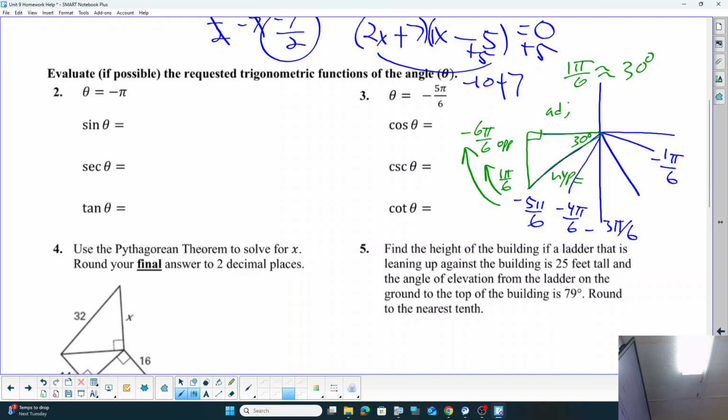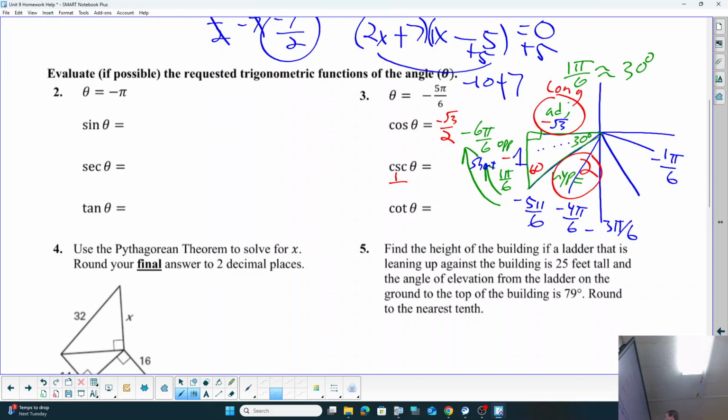Remember the special 30-60-90. Across from the 30 degrees would be 1, because that's the short leg. And then adjacent would be the long leg, so that's radical 3. Both are negative. And then the hypotenuse would be 2. So where's cosine? Cosine is adjacent over hypotenuse, so that'd be -radical 3 over 2, right?